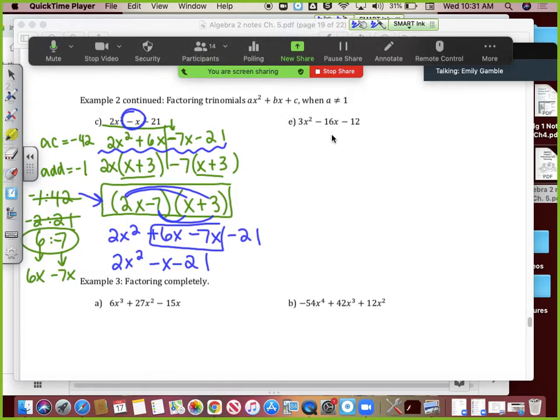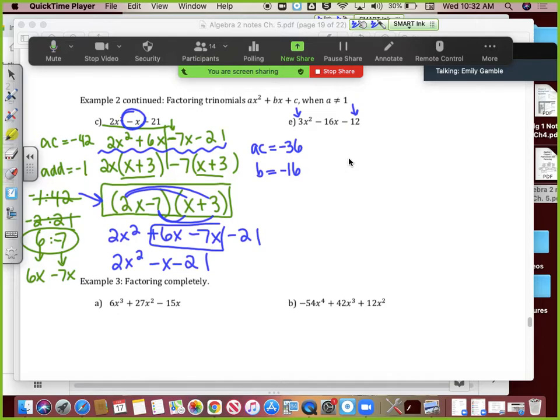So in this problem here, which is just randomly letter E, 3x squared minus 16x minus 12, there are no common factors, so I can't take like a factor of 3 out of everything or anything like that. So I have to deal with it and do this long process again. So what you do is you multiply the A number times the C number. So this is going to be A times C is equal to negative 36. That's the factors I need to multiply. And I need those factors to add to be negative 16.